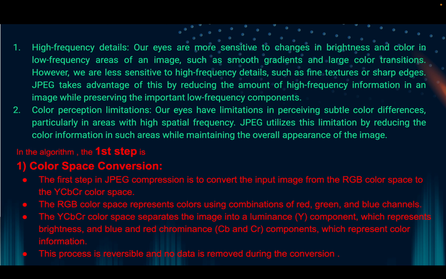There are total 6 steps in the JPEG algorithm. First is color space conversion. The first step in JPEG compression is to convert the input image from RGB color space to YCbCr color space. The RGB color space represents the color using a combination of red, green and blue channels. The YCbCr color space represents the image as a luminance component Y, which represents brightness, and the blue and red chrominance Cb and Cr components, which represent color information. The process is reversible and no data is removed during the conversion.